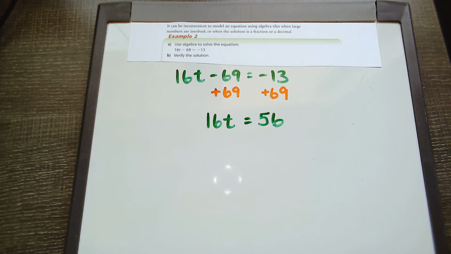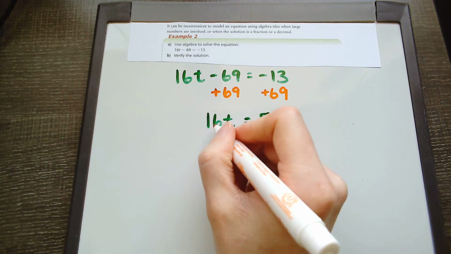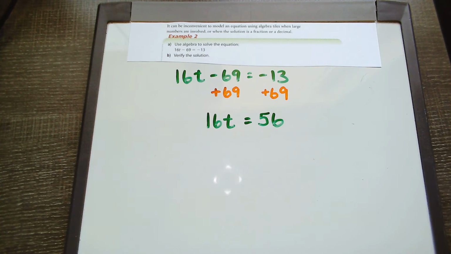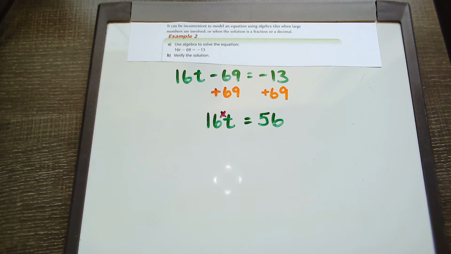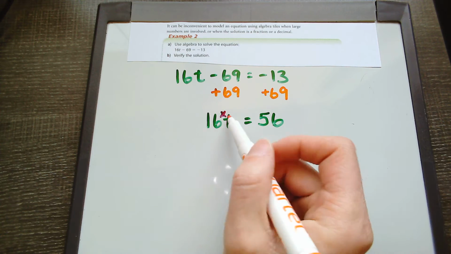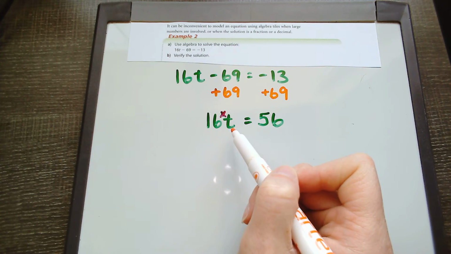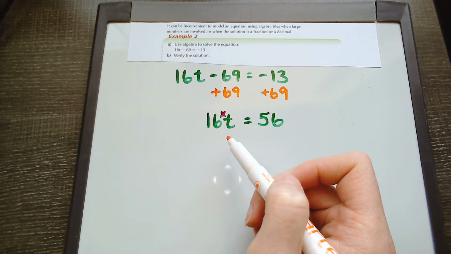Now, in order to sort of understand what we're going to do, we need to think about what is happening between the 16 and the t. There's an operation going on, and we know that that operation is secretly multiplication. And the only reason why we don't write it is, 1, mathematicians are lazy, and 2, if we have 16xt, it becomes confusing as to whether that x is a multiplication sign or maybe it might be a variable. So I have 16 times t, and I want to undo multiplying t by 16.